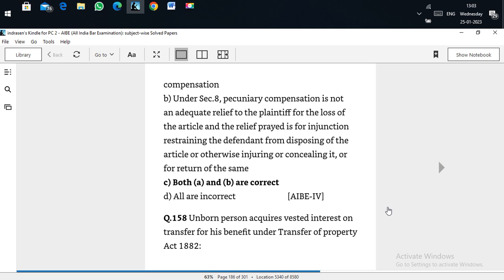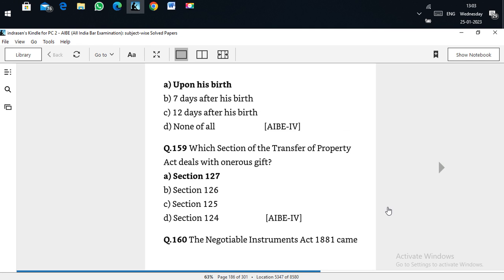An unborn person acquires a vested interest on the transfer for his benefit under the TP Act upon his birth. Which section of the TP Act deals with the onerous gift? Section 127 of the Transfer of Property Act talks about the onerous gift.